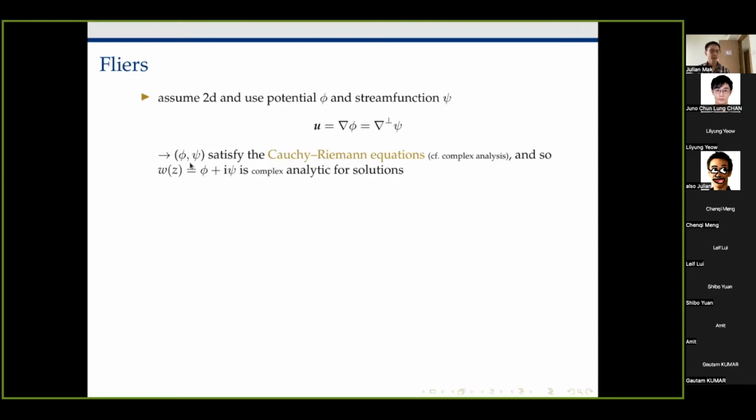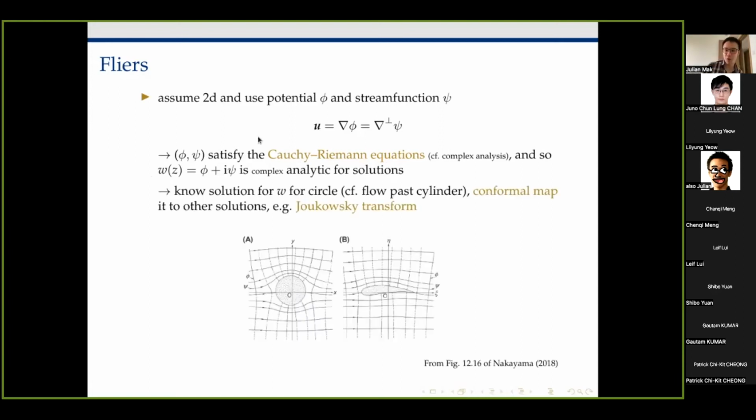What that means is that if phi and psi are solutions of this, which is what you want, you can construct a W, which is an analytic function. There's a theorem in complex analysis which tells you that if these are solutions of the Cauchy-Riemann equations, then W is analytic. So that's the usual trick in complex analysis when you're dealing with potential flow. You have your W for a circle. You want it for a certain configuration, and it turns out you can actually get an analytical solution for the circle.